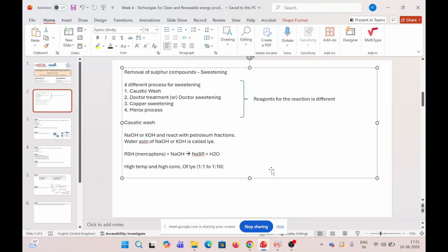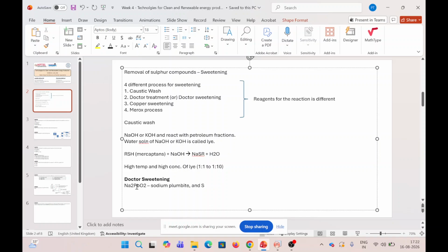So next process that we go is basically called as a doctor treatment or doctor sweetening. So in case of doctor sweetening process, the reagent that we are going to use is, I'll write the chemical formula, Na2PbO2, which is called sodium plumbite. And we are also going to use sulfur. So we are going to use these two compounds to basically extract the sulfur from the petroleum fraction.